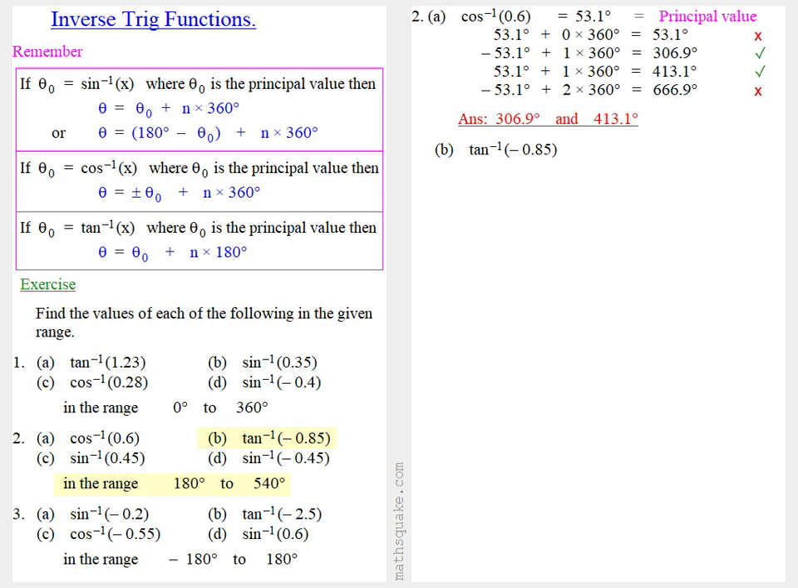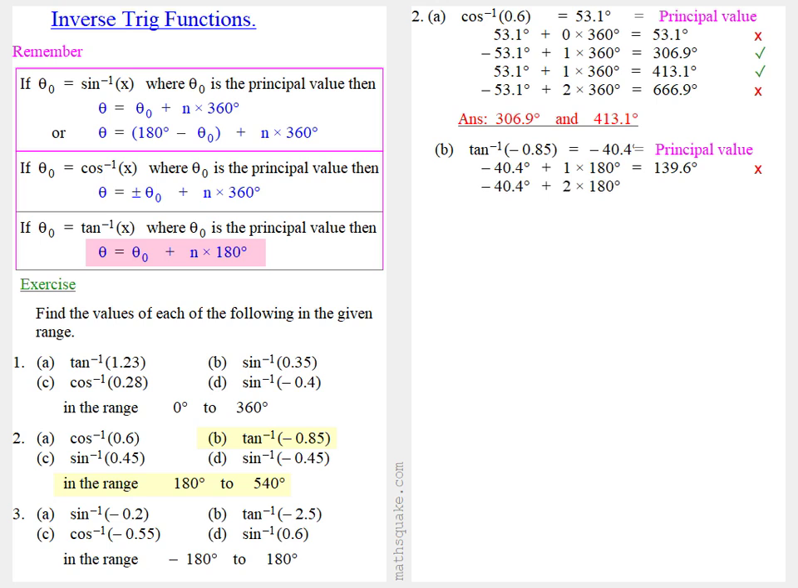Now in part B, we're asked to find the inverse tangent of minus 0.85. And if we do that on a calculator, we get minus 40.4 degrees. So that's our principal value. Now, for the inverse tangent, the general solution is the principal value plus n times 180 degrees. So, if we take n as 1, that gives us minus 40.4 plus 1 times 180, which is 139.6, which is below 180, and therefore not in the region we want.